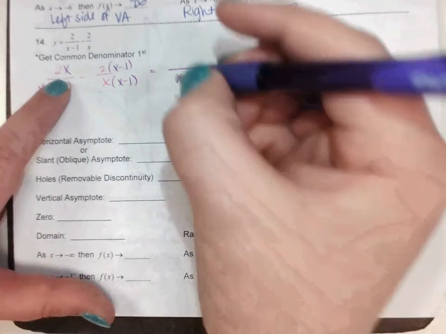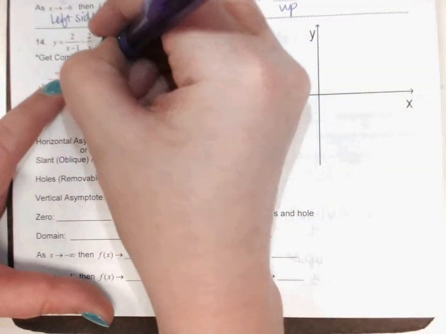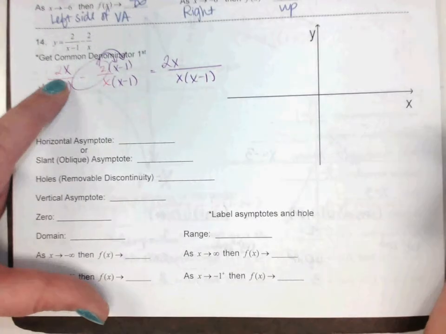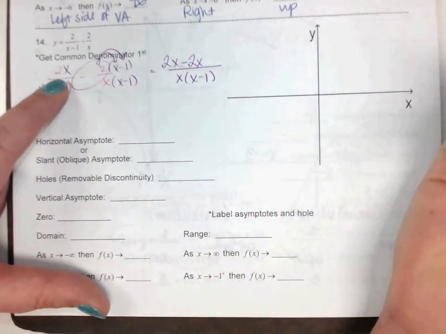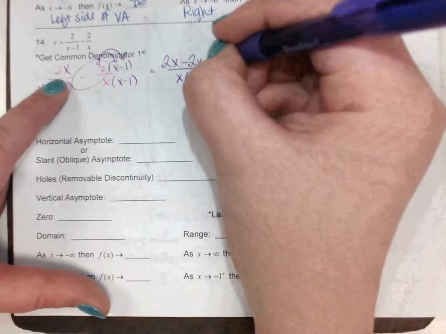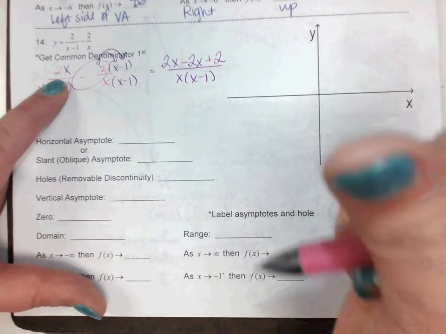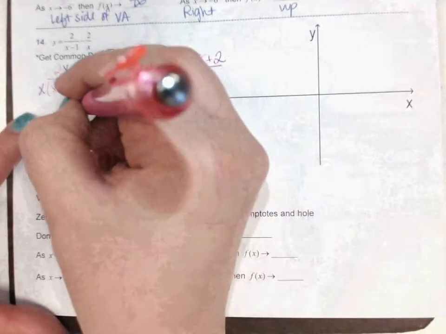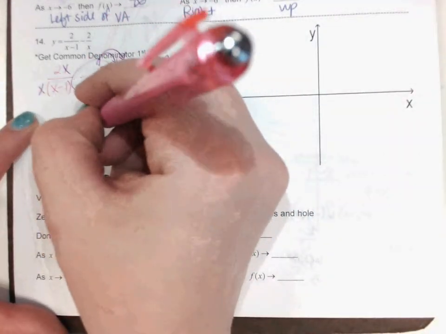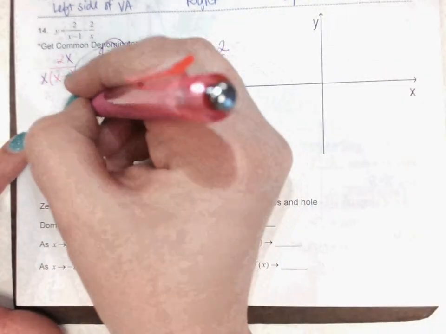So I have 2x minus. Then I need to take this negative 2 and distribute it in. So what is negative 2 times x? Negative 2x. What's negative 2 times negative 1? Plus 2. And then what's going to happen on top if you have a 2x and a minus 2x? Combine. And that gives you what? 2x out. 2 over x minus 1 on the bottom. Good? So that's my final equation.